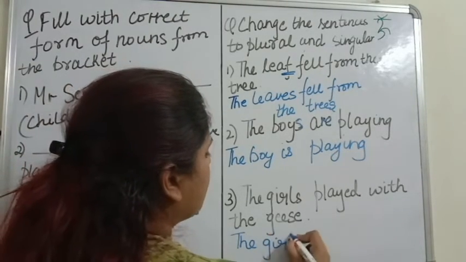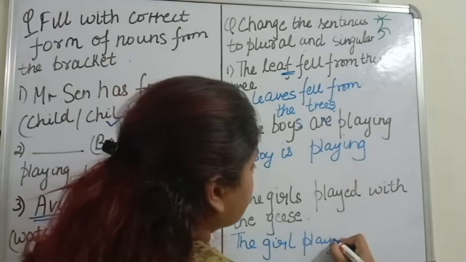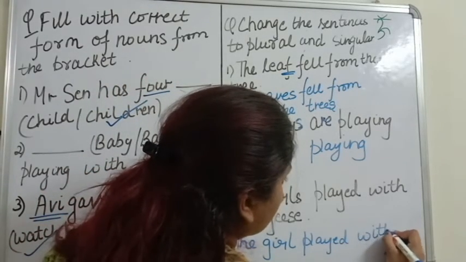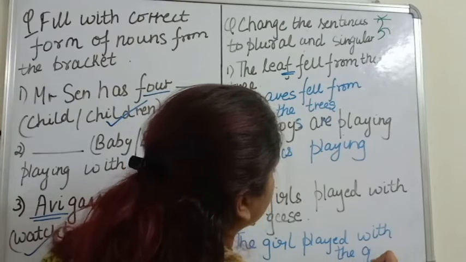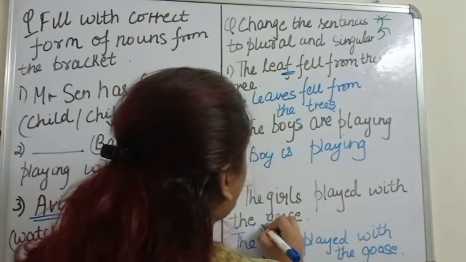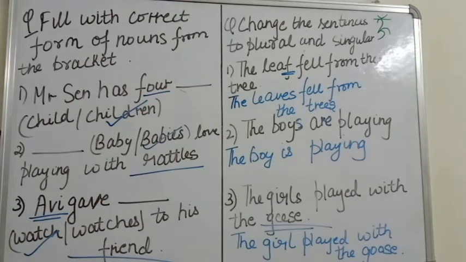The girl played with the goose. Sorry, the third sentence says the girl played with the geese. We wrote goose. Geese is the plural form and goose is the singular form. Means this comes under which rule? The nouns which do not follow the rules have their own way of making themselves into plural.